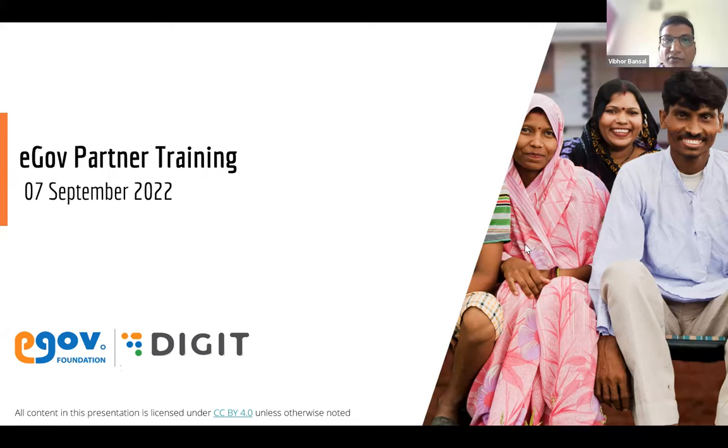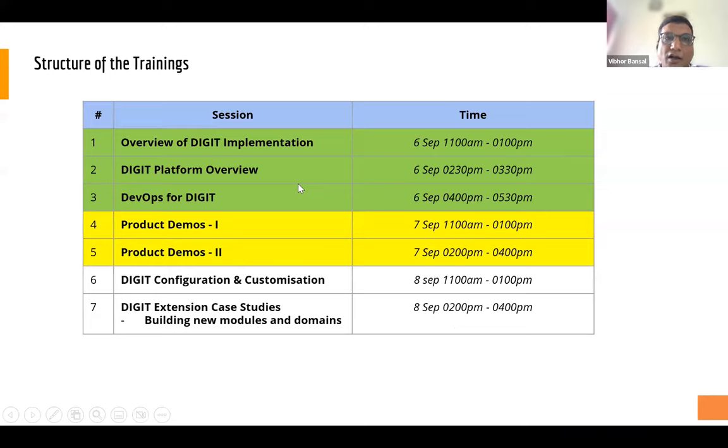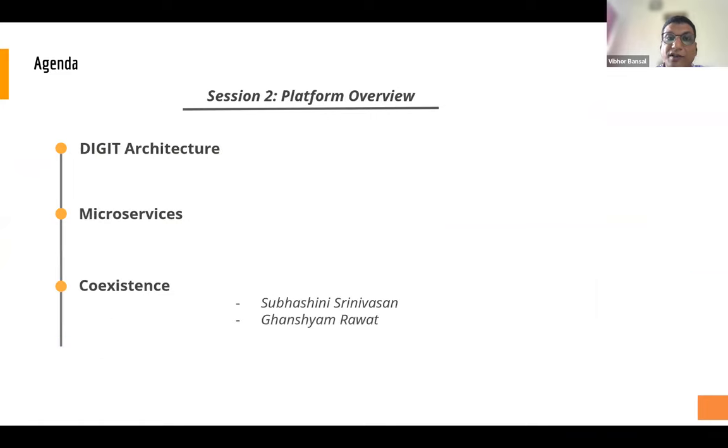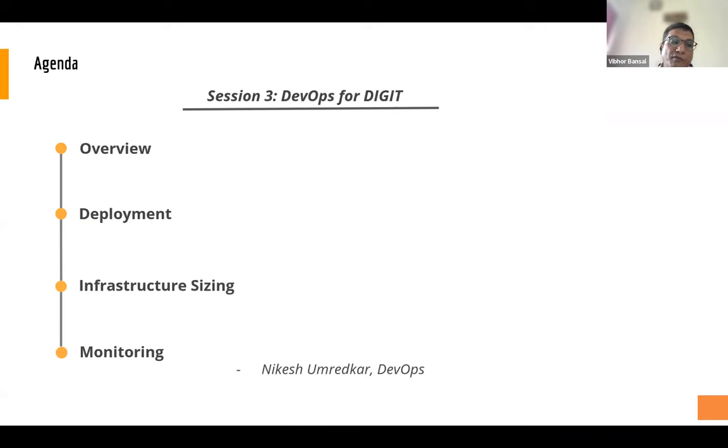Yesterday we talked about the overview of eGov and Digit, how this could be implemented for urban local bodies, what the scope is, how the program is governed, and what the infrastructure and skill requirements of implementing Digit are. We also covered the platform overview around Digit implementation, where we discussed the architecture, microservices, and coexistence. In the second session, we went into the DevOps session for Digit, and we talked about deployment, infrastructure sizing, how you can plan your infrastructure, and how you monitor it.